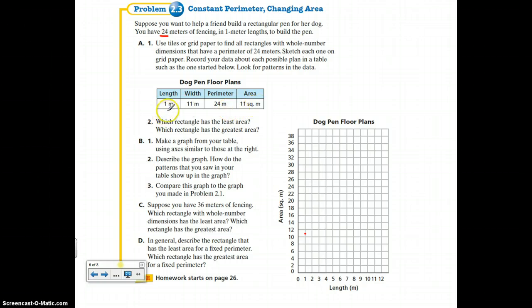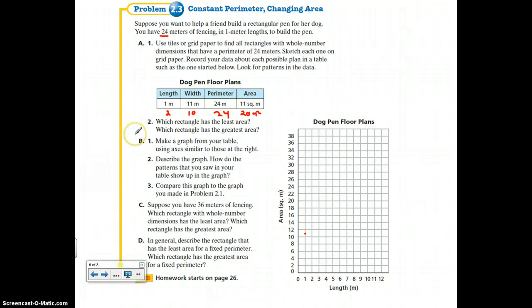My next one then would be a length of 2 and a width of 10. 2 2s, 2 10s makes a perimeter of 24 and an area of 20. So I've filled out the first 2 rows for you. After you're done figuring out all of your possible rectangles, you need to say which is the least area and which is the greatest area. So if you want to pause the video now and do that, you can. I'm going to go on and talk about B.